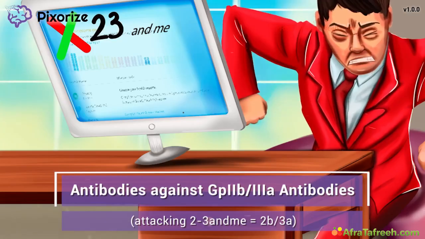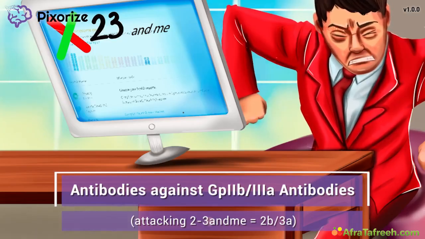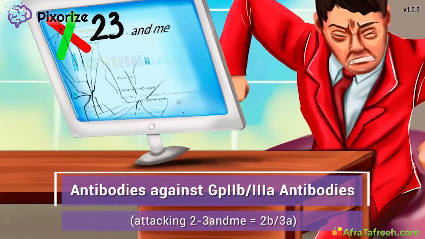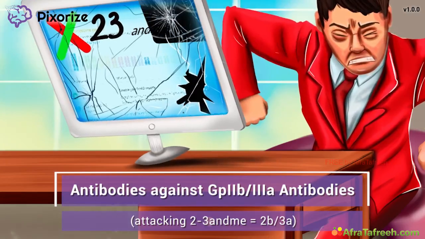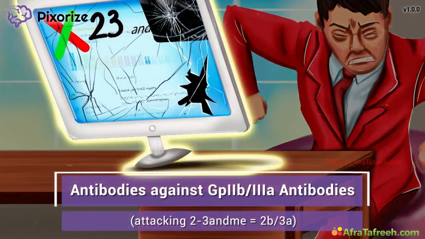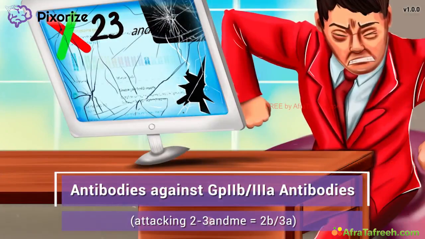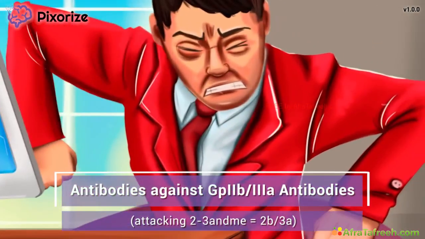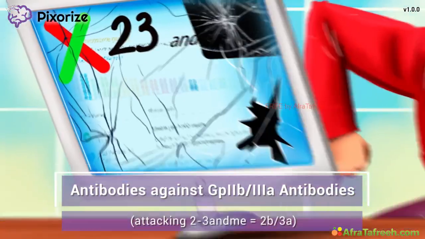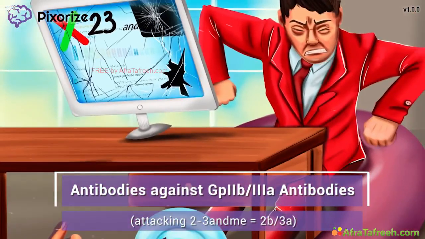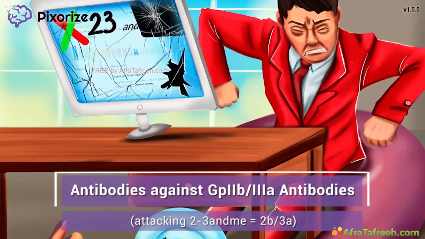So from the boss's perspective, it was 23andMe's fault that his computer was broken. That's why he's taking his anger out by punching the 23andMe on his screen. Attacking the 23andMe report is our symbol for antibodies against GP2B3A. You could even say that the boss is now anti-23andMe, just like how these antibodies are anti-GP2B3A.